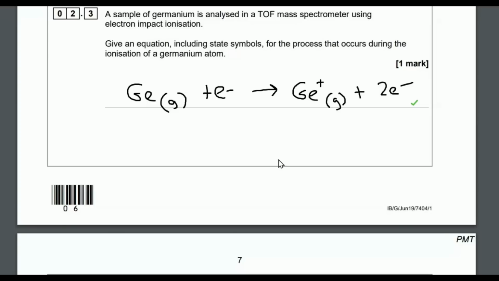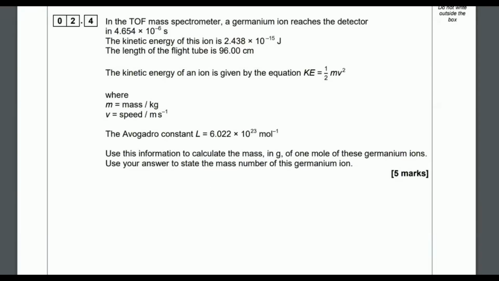Don't forget the positive sign for the germanium. It's now an ion. And the gaseous symbols are important too.